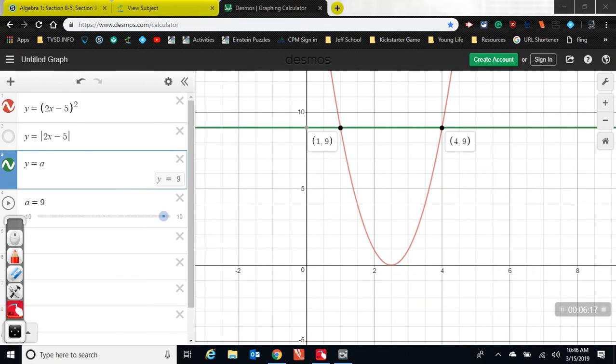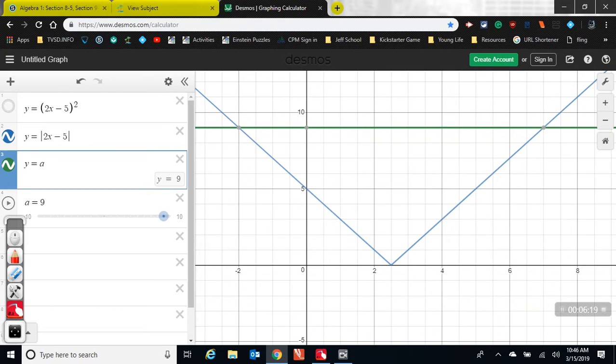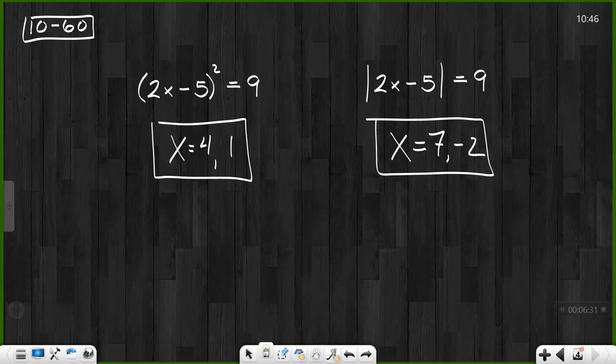Let's take a moment to look at our absolute value graph. All right, here's our absolute value graph when we look at 9. And as we compare this, we can see there are, again, two spots where our absolute value graph comes back around to equal 9, both when x is negative 2 and when x is 7. This is exactly what we identify when we solve these. We can see that x was 4 and 1 to make our perfect square group 9, and x was 7 and negative 2 to make our absolute value graph 9.